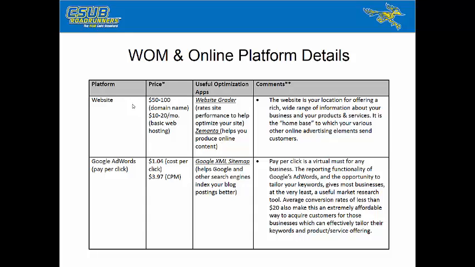Google AdWords in a pay-per-click model. The pricing is about $1.04 per click, and $3.97 for the CPM, so that's also comparable to those offline CPM rates that we talked about, or the mainstream CPM rates that we talked about before.